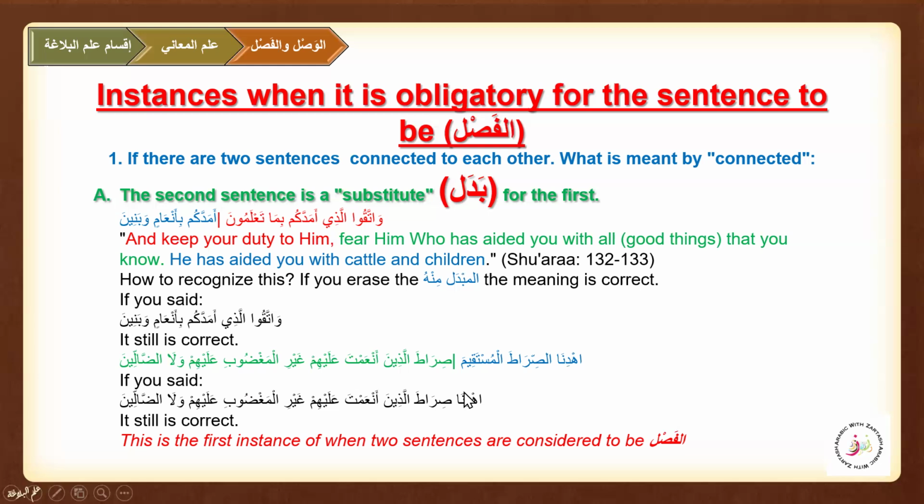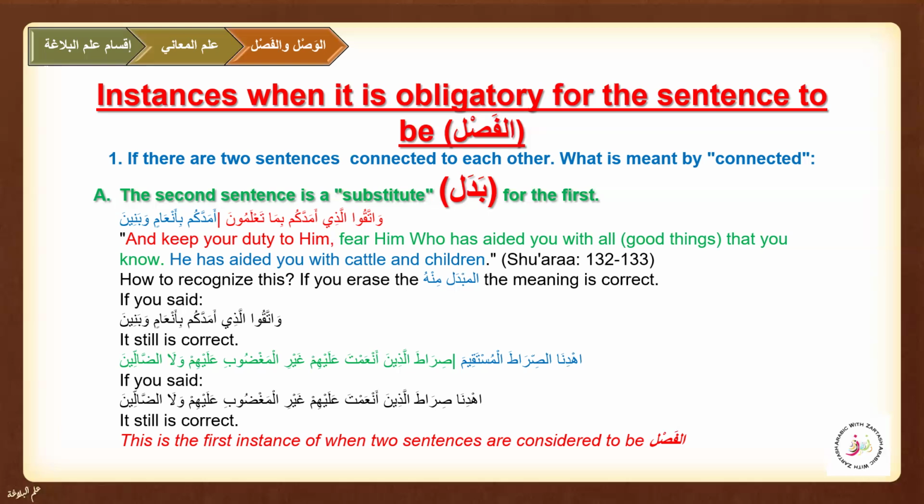So this is like they are so closely connected with each other, because the second sentence is the badal of the first sentence. Ihdina sirat al-mustaqim. So here sirat al-mustaqim is the path of those whom Allah has given favor, غير المغضوب عليهم ولا الضالين. So it is still correct. So this is the first instance of when two sentences are considered to be connected, when the second sentence is the badal for the first one. So if removing the mubdal minhu is not going to impact, the meaning is still clear.